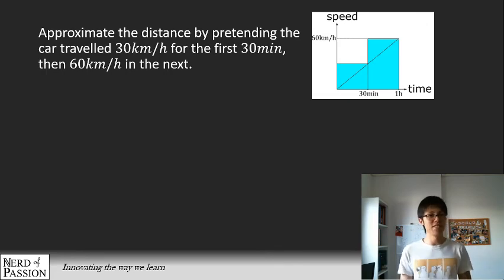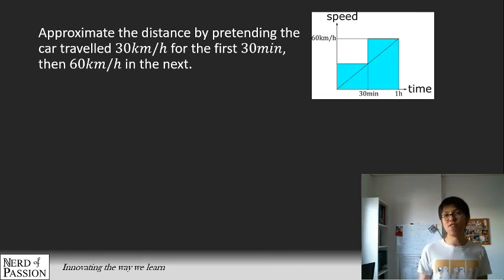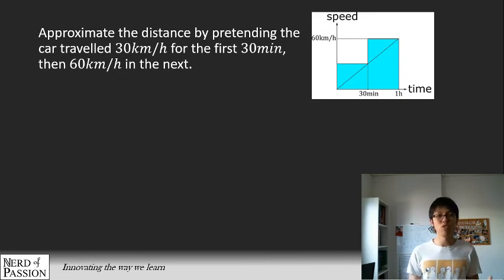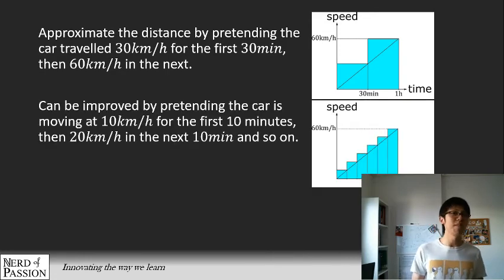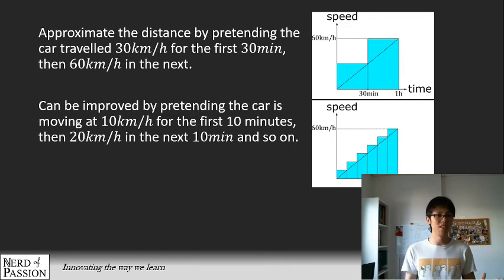And then add up the distance. That corresponds to finding the area of the two rectangles as seen on the right. It's a very crude way to approximate it, and you're probably not going to get the actual distance you're looking for. So we can improve on that by using, instead of half-hour time intervals, 10-minute time intervals. Say for the first 10 minutes, the car travels at 10 kilometers per hour, and for the next 10 minutes, 20 kilometers per hour. For the next 10 minutes, 30 kilometers per hour, and so on until it reaches 1 hour and 60 kilometers per hour.